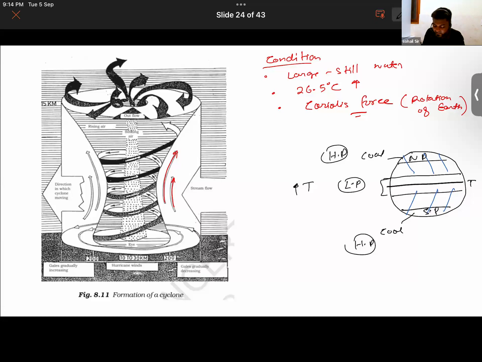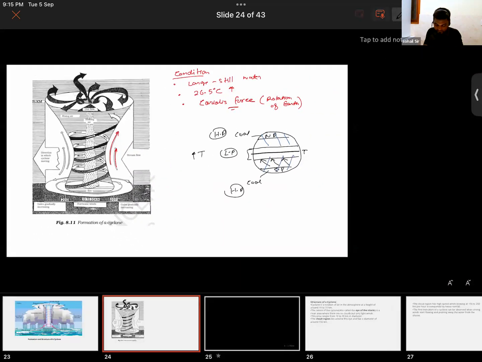So it is a little bit deflected towards a different direction. If you were to look at this diagram, it will become clear.